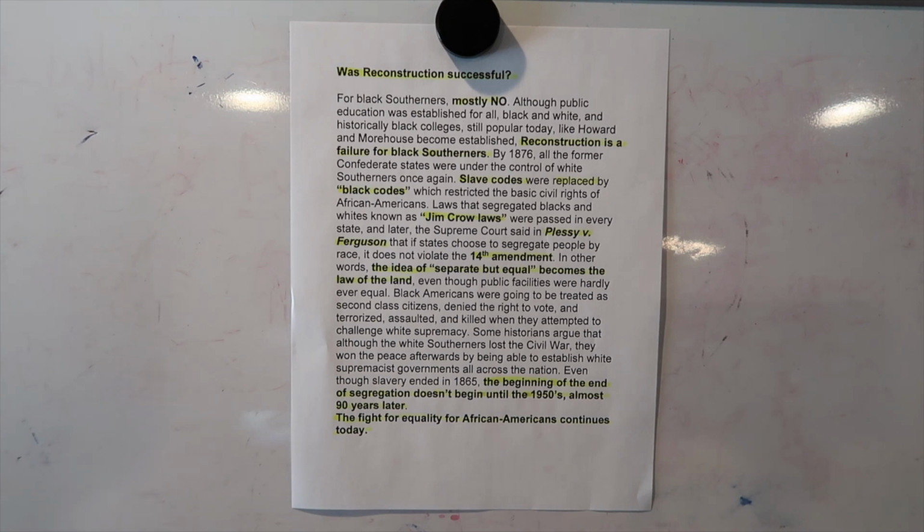And even though public facilities were hardly ever equal, black Americans were going to be treated as second-class citizens, denied the right to vote, and terrorized, assaulted, and killed when they attempted to challenge white supremacy. Some historians argue that although the white Southerners lost the Civil War, they won the peace afterwards by being able to establish white supremacist governments all across the nation.